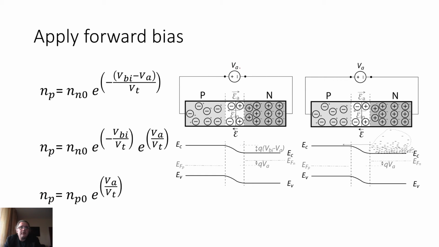Now, what will happen if we apply an external voltage, VA? What we already discussed is that by applying an external voltage, we actually change the potential difference. We actually change VBI. If VA is forward bias, then we subtract this forward bias, externally applied voltage, from the built-in potential difference, effectively reducing the potential difference. So then exponentially more electrons now have the needed energy levels in order to diffuse to the other side. So we can expect that at the edge of the space charge region here, the concentration of electrons will effectively increase. All right, so let's see this with equations.